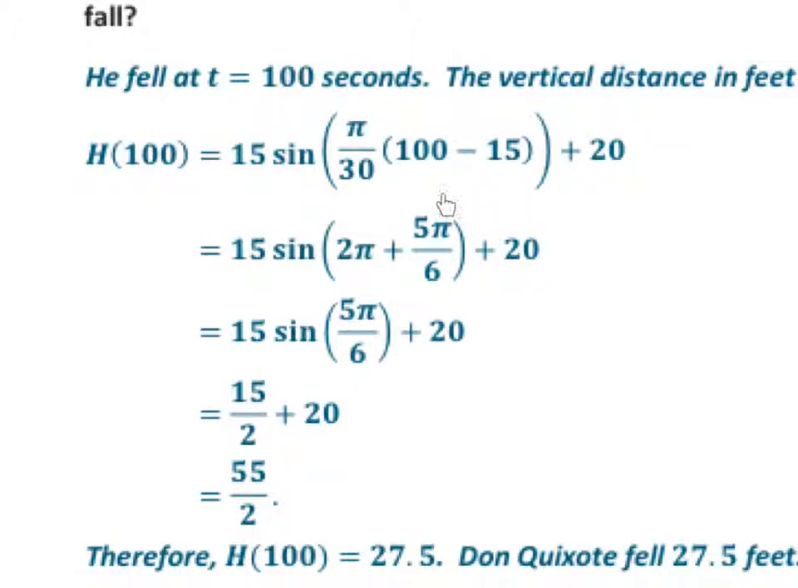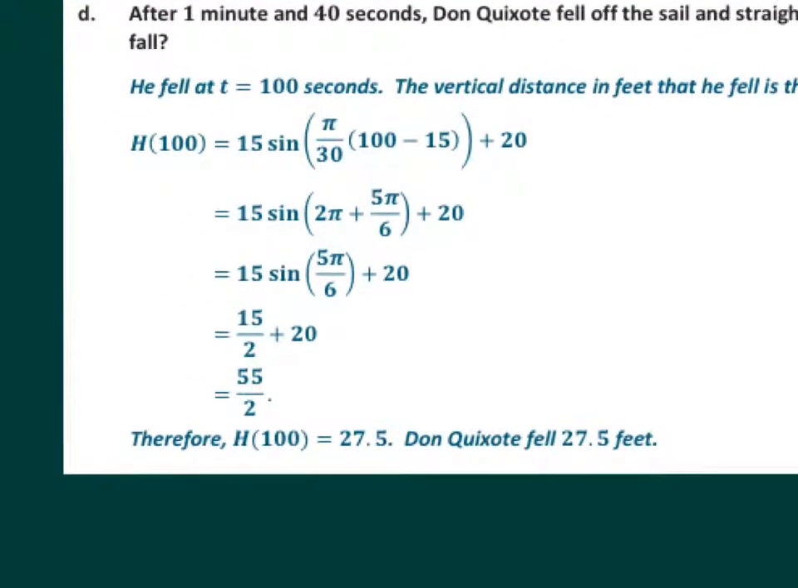Question, can you figure out how they have arrived at 2 pi and the 5 pi over 6? All you have to do is type it into your calculator and make sure you change it to radians, and you'll come up with 27.5.